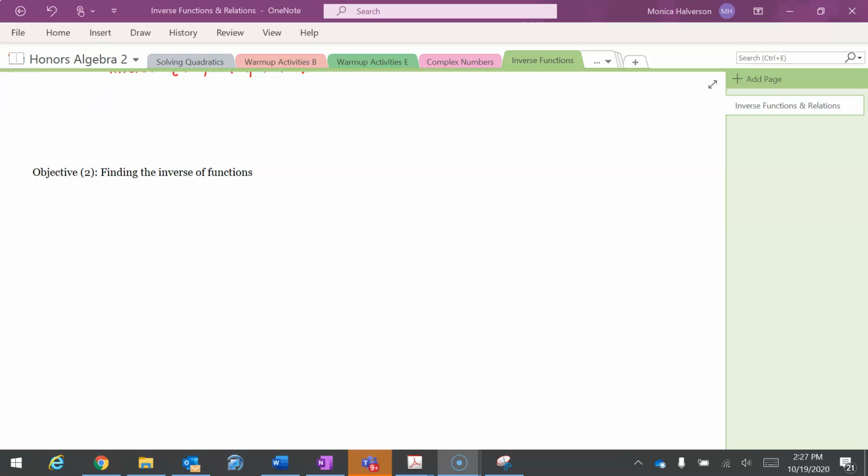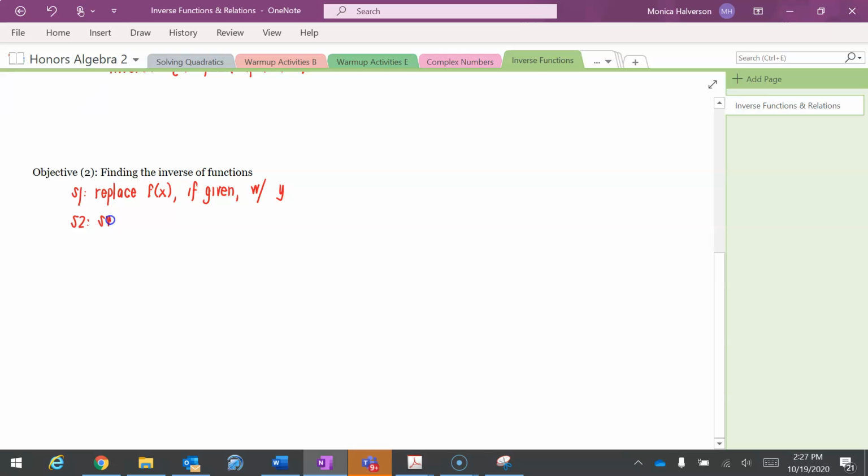Now, how does that differ when we have an equation, and that equation represents a function? So this requires a few steps to follow. The first step is that you're going to replace f of x, if given, with y.